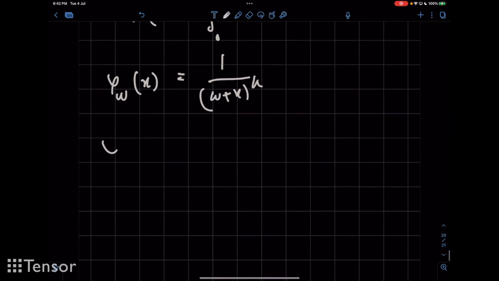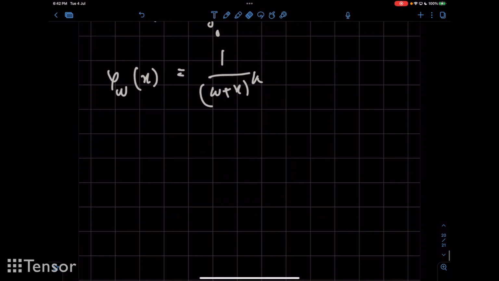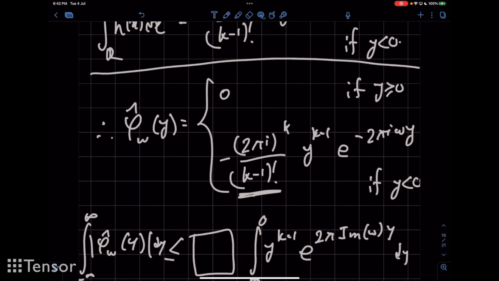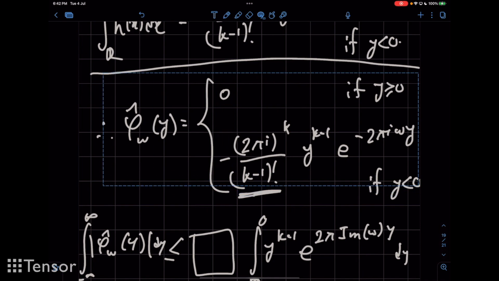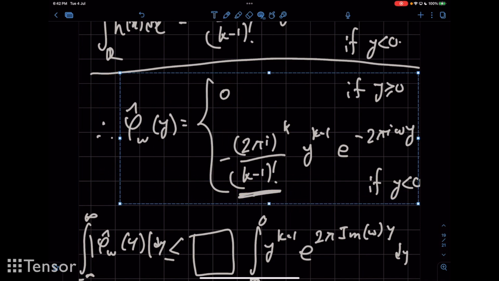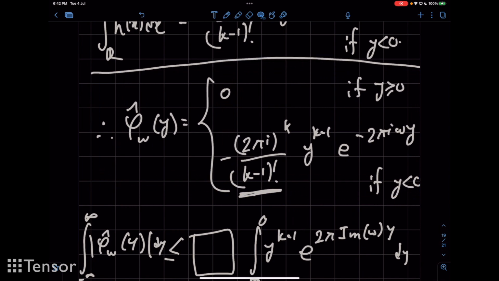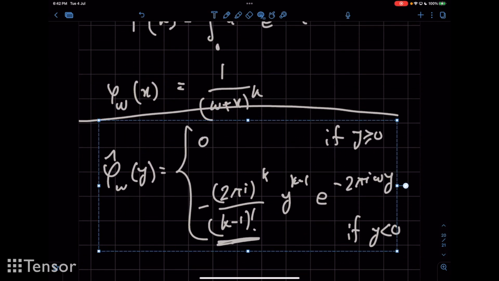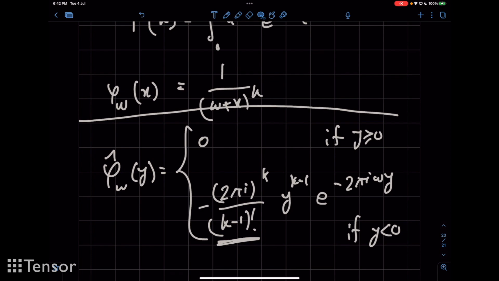Okay, and the Fourier transformation of phi is this. Wait, what? Copy. Okay.